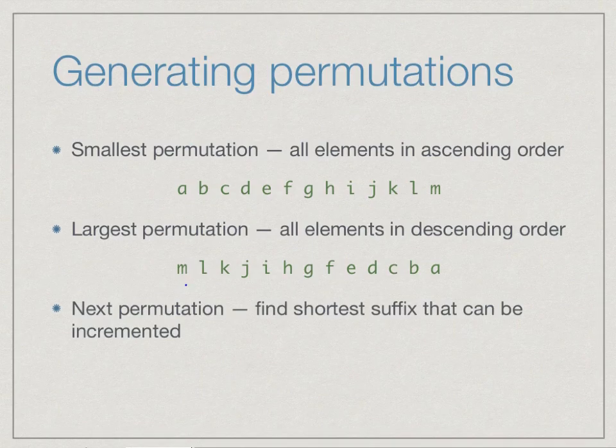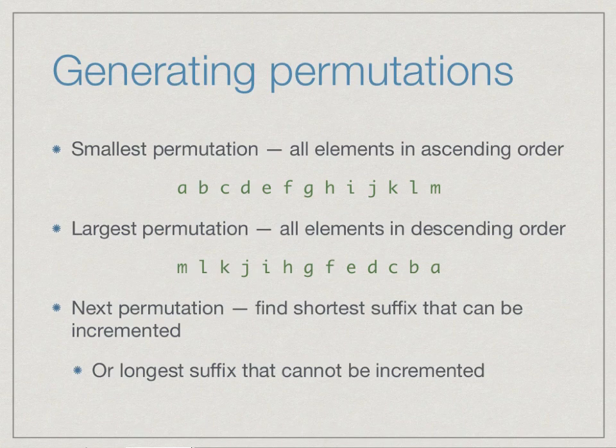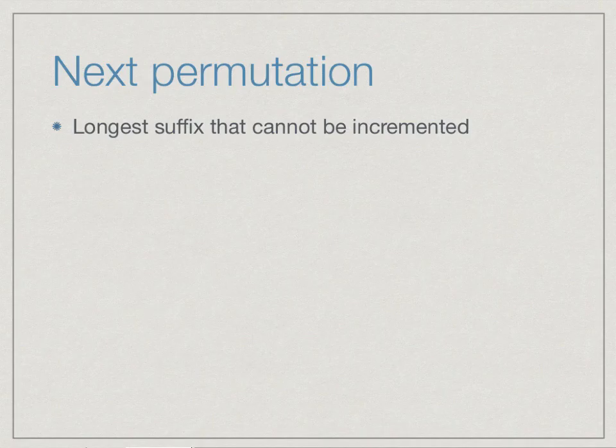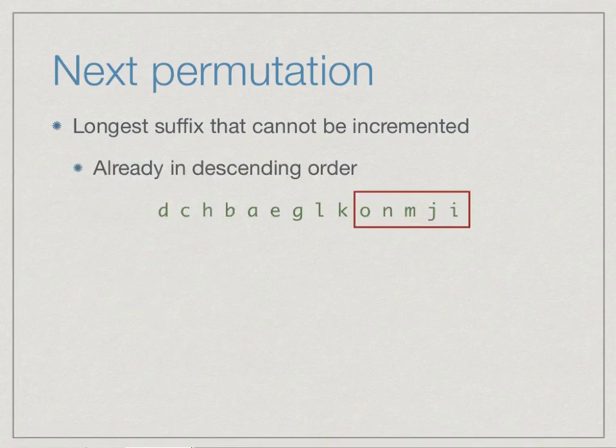So if we want to find the next permutation, we need to find as short a suffix as possible that can be incremented. It's probably easiest to do it in terms of numbers, but let's do it with letters. The shortest suffix that can be incremented consists of something followed by the longest suffix that cannot be incremented. This will become clearer when we work through an example. So we want to find the longest suffix that cannot be incremented. A suffix that cannot be incremented is one which is as large as it could possibly be, which means it's already in descending order.